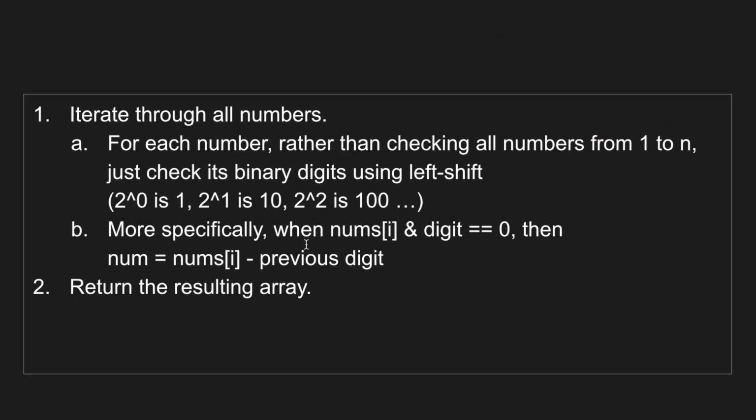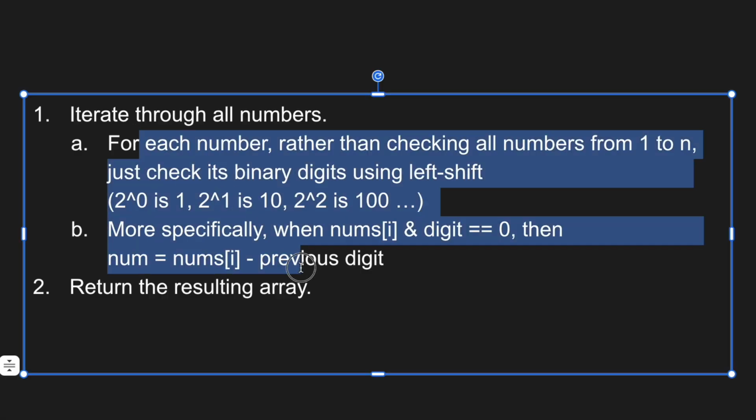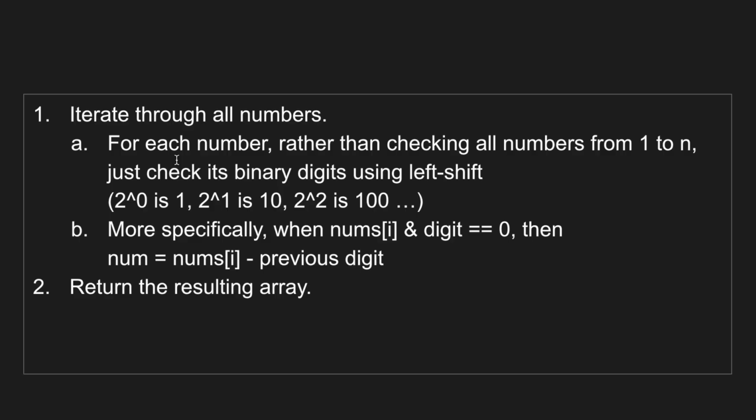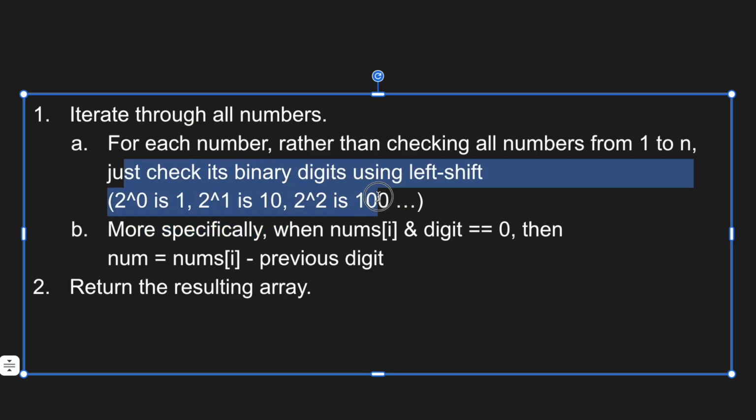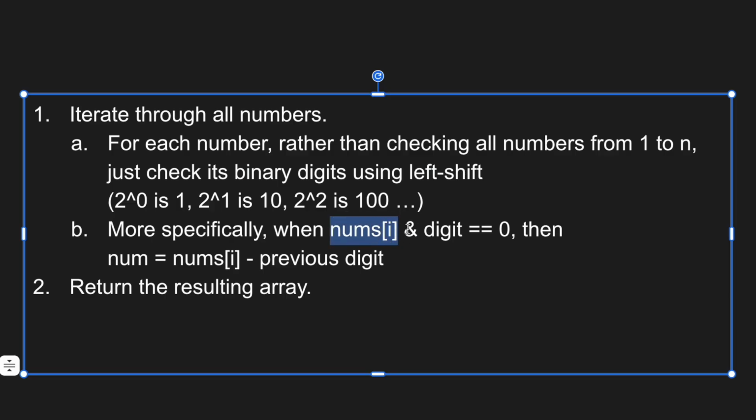Now, I did lay out the steps to solve this problem, but honestly, it's kind of hard to understand by just reading it, so I will focus more on the example walkthrough and the coding part. But basically, we'll iterate through all the numbers, and for each number, rather than needing to check from 1 to that number, we can just check its binary digits using the left shift. So 2 to the 0 power is 1, 2 to the 1 power would be this, 2 to the second power would be this. And when we are checking its digits, whenever nums[i] AND digit is equal to 0, then we set the number to nums[i] minus the previous digit, and that will be the number we add to the resulting array, and we'll return the resulting array at the end.